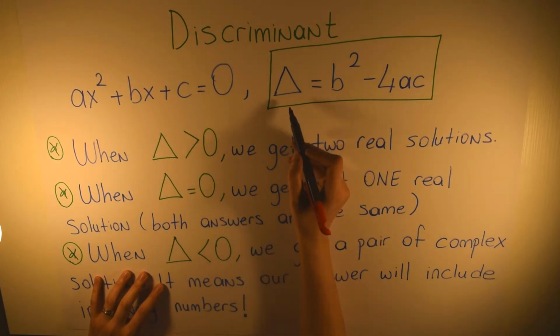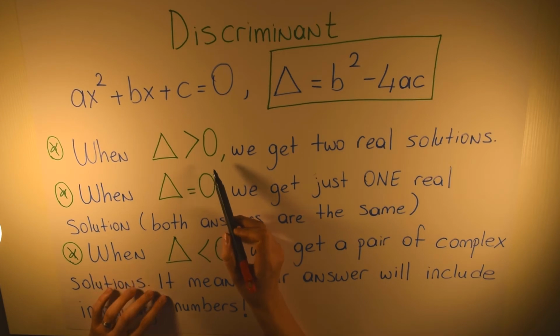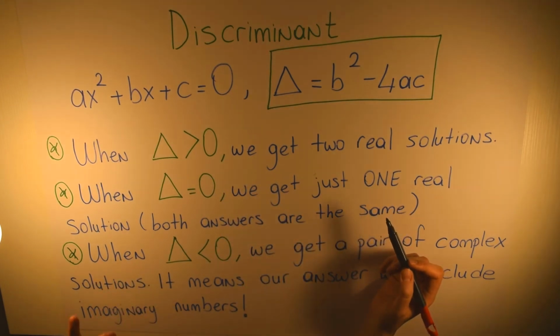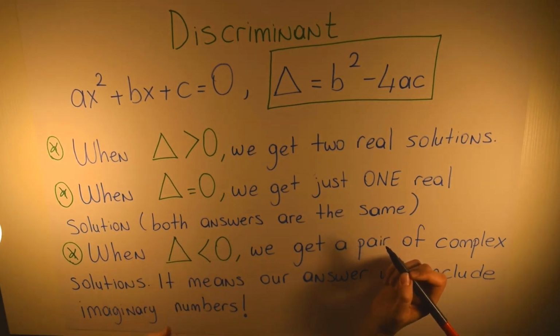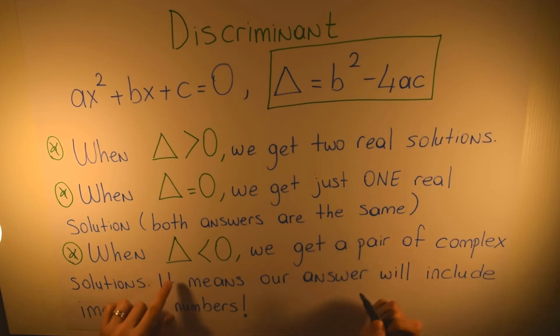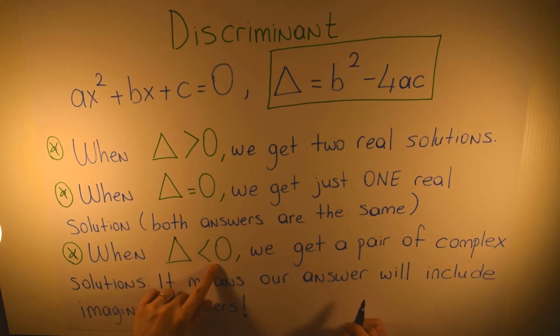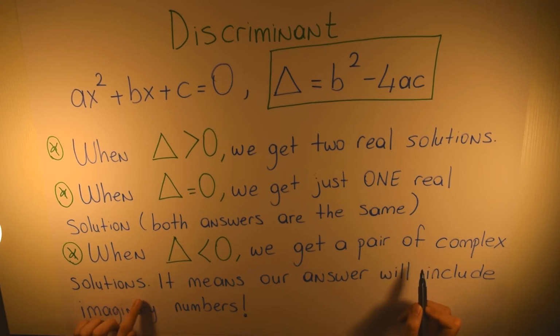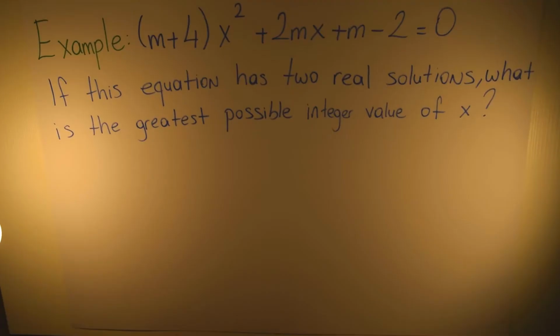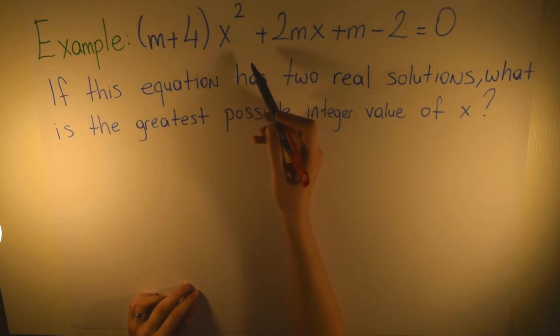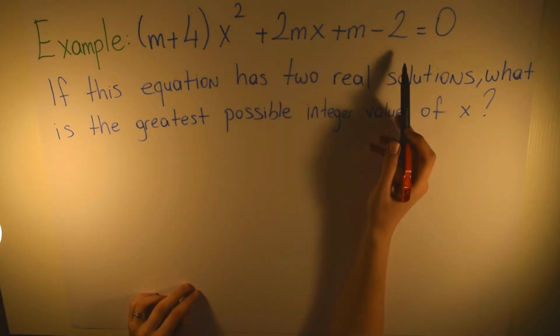When this discriminant is bigger than 0, it means we get two real solutions. When it is equal to 0, we get just one real solution, which means both answers are the same. And when this discriminant is less than 0, we get a pair of complex solutions. It means our answer will include imaginary numbers. Okay, let's continue with the examples so you will understand the logic better. Let's continue with this example. Here we have m plus 4 times x squared plus 2mx plus m minus 2 is equal to 0.